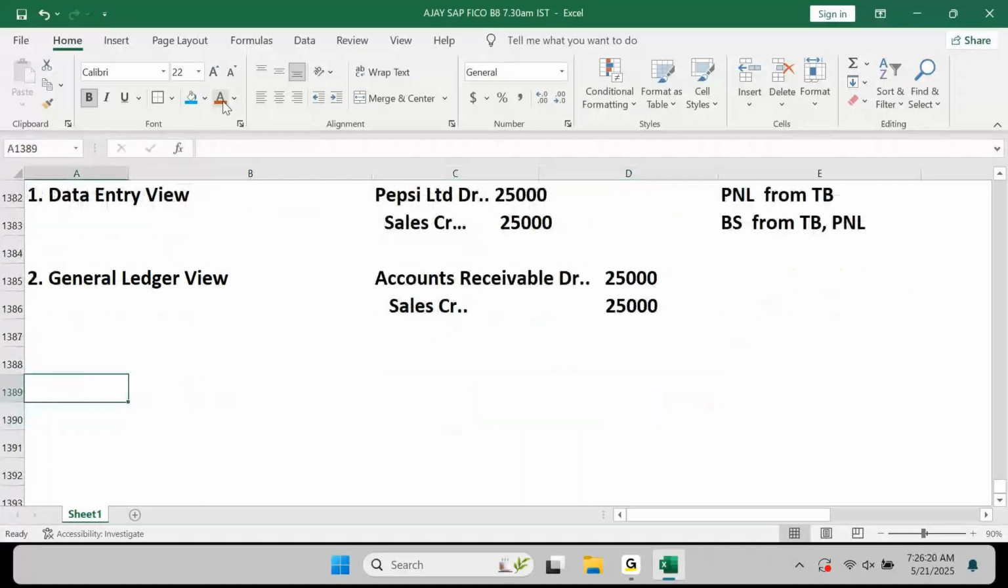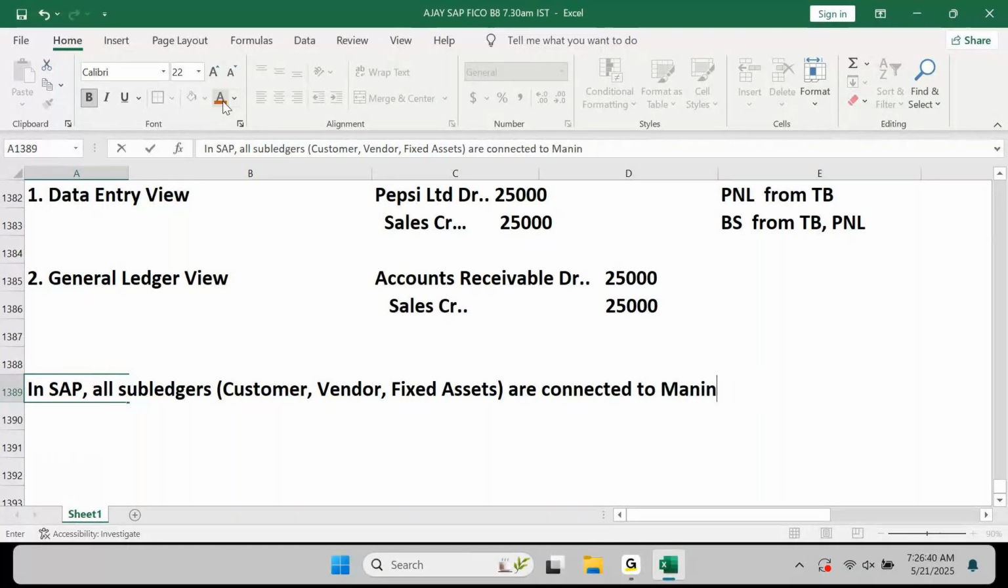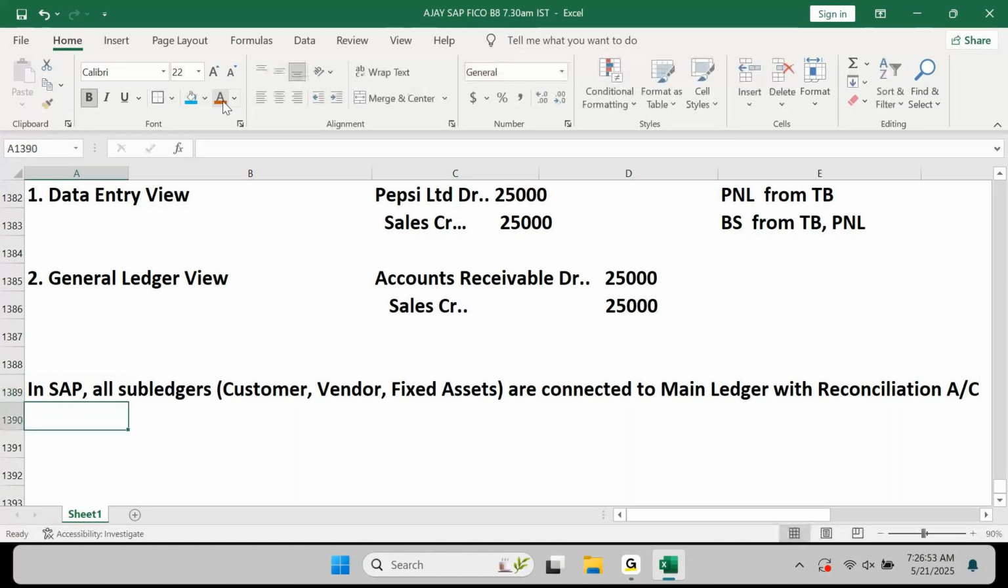Yes. In SAP, all subledgers, customer, vendor, and then fixed assets, are connected to the main ledger with a reconciliation account. With what account? Reconciliation account.